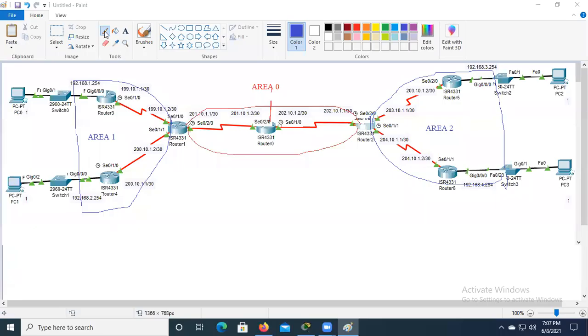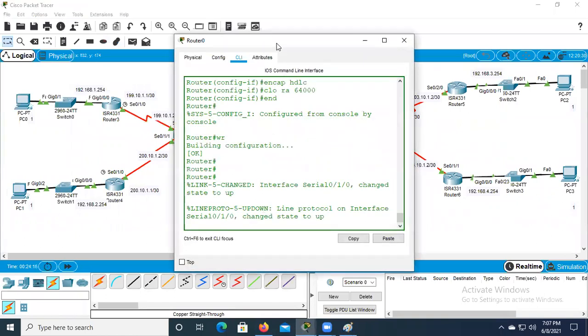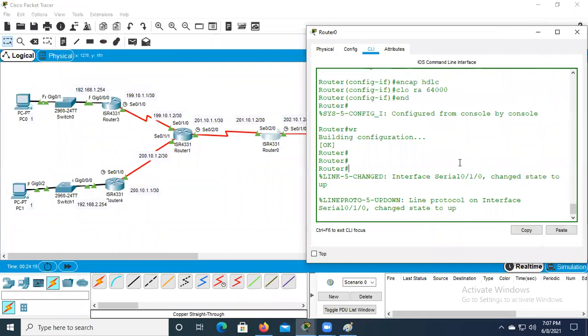So this is going to be our lab topology. You need to configure one router in area 0, and the others in area 1 and area 2. So if I'm going for this router, which area should it be in? It should be configured in area 0.